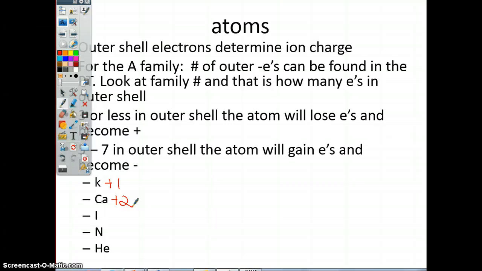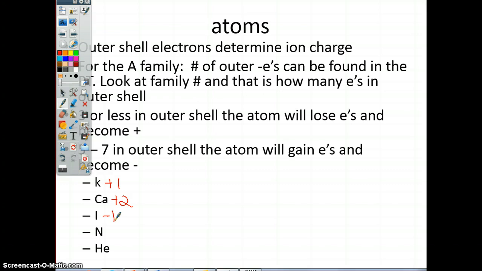So it's going to want to gain 1. It's not going to lose 7. That would take too much energy. So it's going to gain electrons, and it's going to gain a negative. Electrons are negative, so it's gaining a negative friend only by 1. So it's becoming -1.